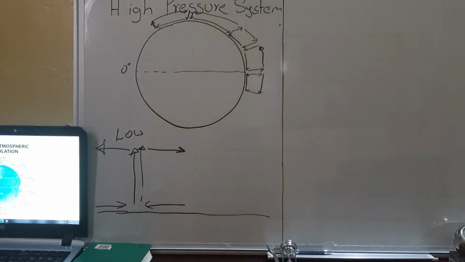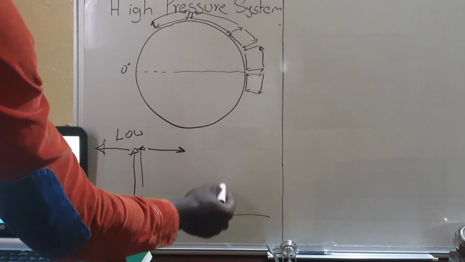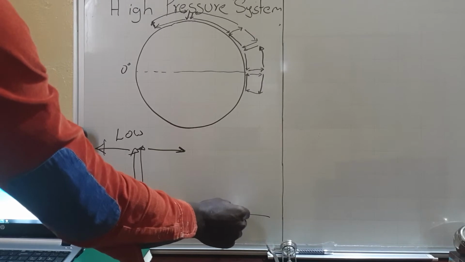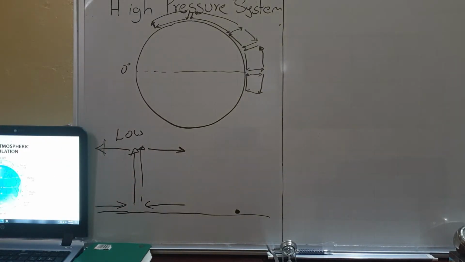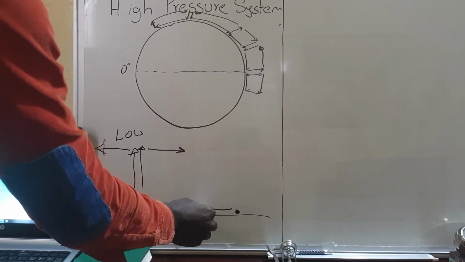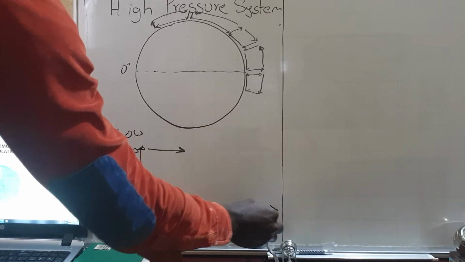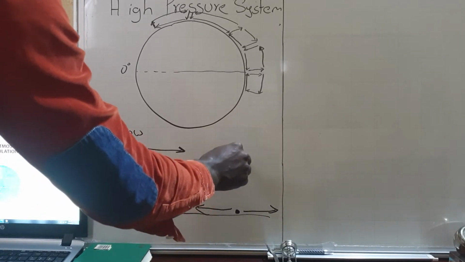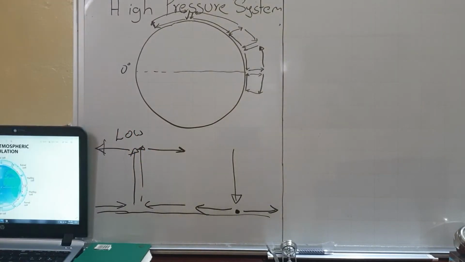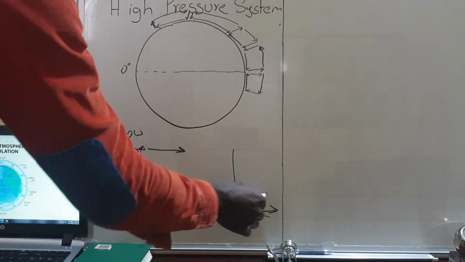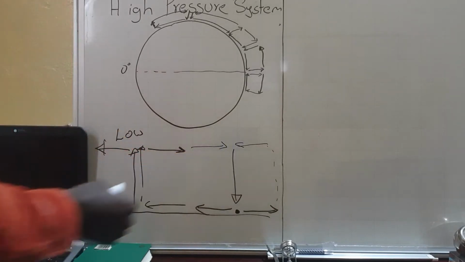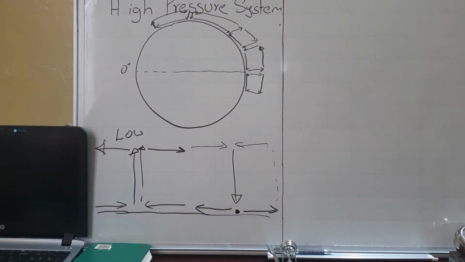But on the high pressure system, the opposite is the case, because when you have a ground that is experiencing high pressure, what happens? Air moves from high to low. So the air will diverge on the surface. As the air is diverging, it will cause a subsidence. So there's a subsidence in the high pressure region, and then on the upper layers you get what we call convergence.